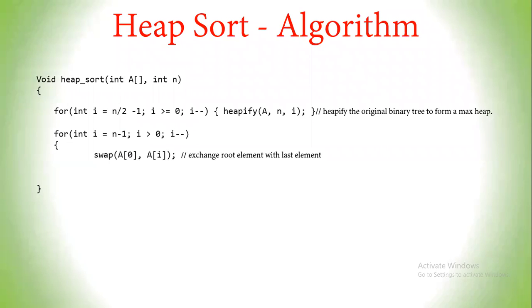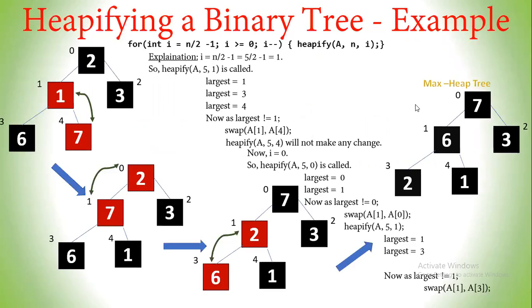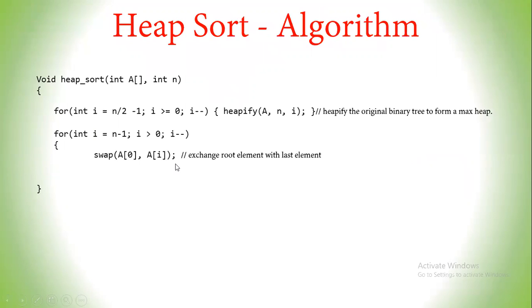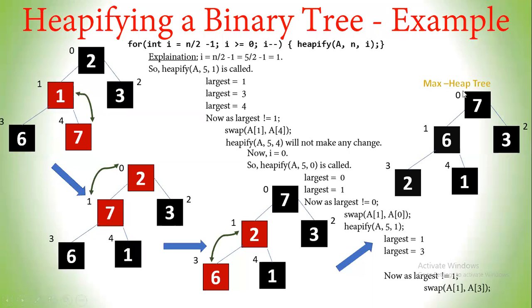Since this is a max heap, A0, the root node, has the highest value. In this max heap, what is stored in the root node is 7, and 7 is the highest value of this tree. So in a max heap, the root node has the highest value. What we are doing is we exchange the root node with the last node. This is the last node. We exchange this one with this one, and heapify starting again. Why are we doing heapify? Because, for example, if we exchange this one with this one, then what will happen? 7 will come here and 1 will go here.